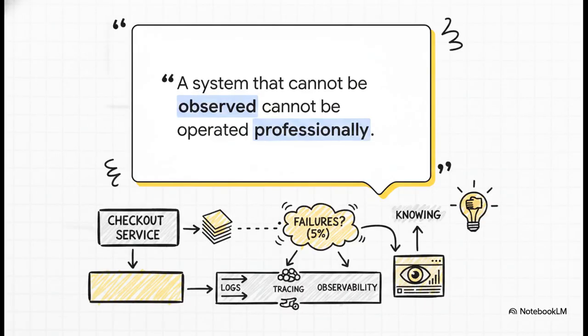There is a really great CTO-level maxim for this. A system that cannot be observed cannot be operated professionally. If your checkout service is randomly failing for, say, 5% of your users, and you don't have structured logs and distributed tracing set up, your engineers are literally just guessing. Observability turns guessing into knowing.